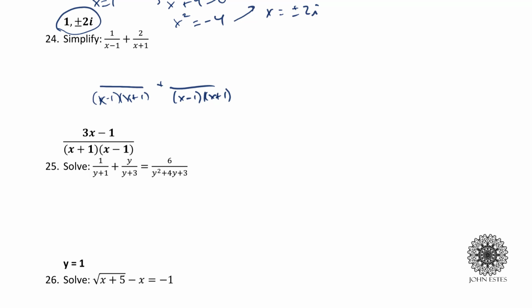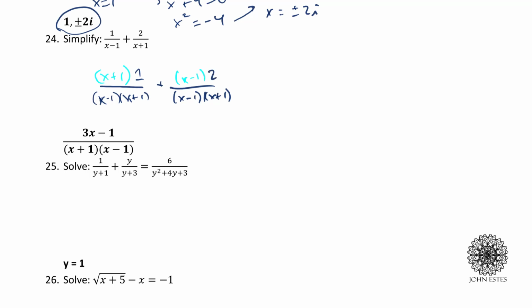Once I have a common denominator, I can add them together. So I notice here, this first one, I'm just missing an x minus 1. I multiplied x plus 1 over x plus 1 to get this. So I have an x plus 1 times 1. And then on the second one, the same idea is I'm missing x minus 1. So I have an x minus 1 times 2.